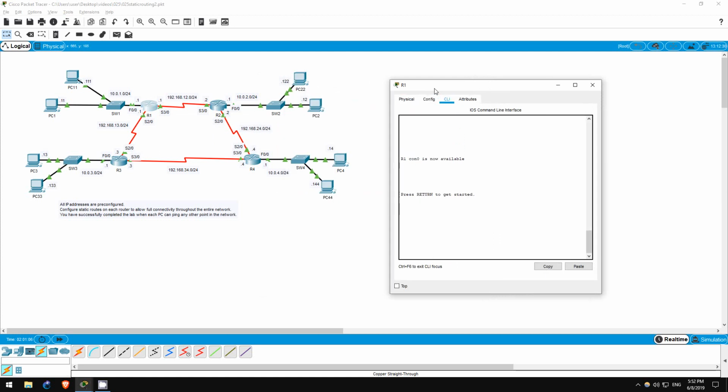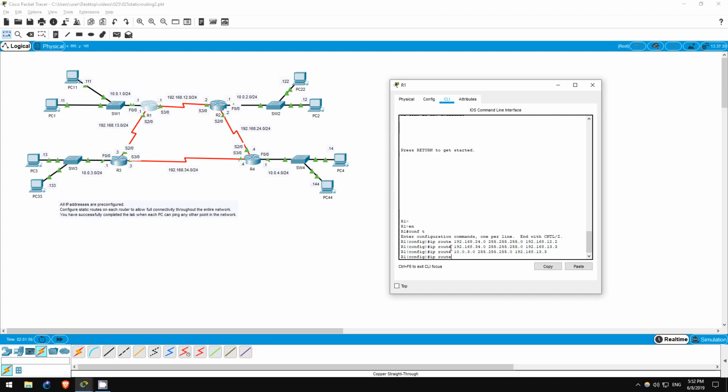Anyway, let's get started. I'll hop on R1. Enable, conf t. So let's create the static routes we mentioned before. IP route 192.168.24.0 255.255.255.0 with the next hop of 192.168.12.2, which is R2. IP route 192.168.34.0 255.255.255.0 with the next hop of 192.168.13.3, which is R3. IP route 10.0.3.0, 255.255.255.0, 192.168.13.3, again R3 is the next hop.